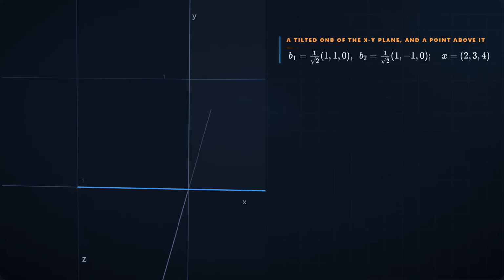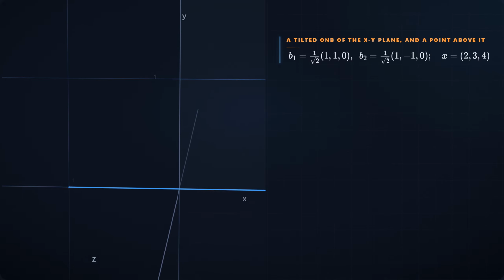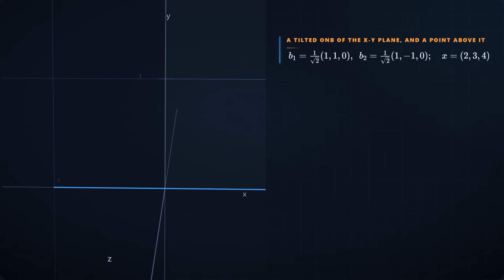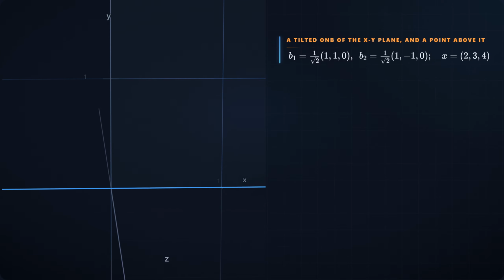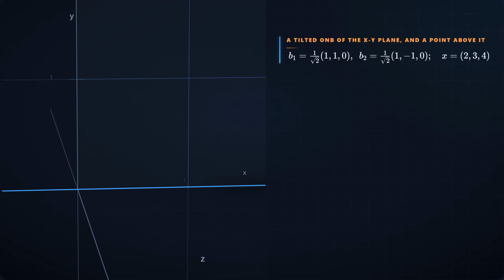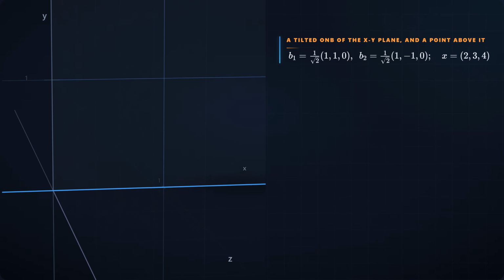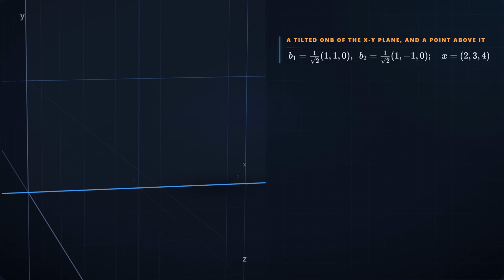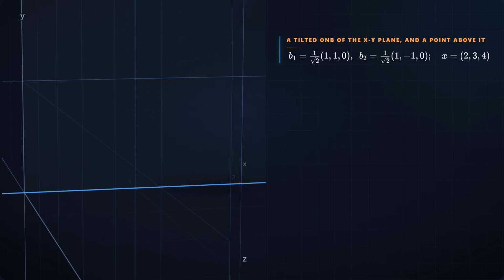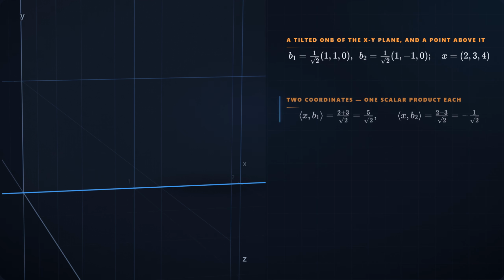Let's compute one all the way through. In 3 dimensions, take U to be the xy plane, but hand it to yourself through a tilted orthonormal basis, b1 and b2, each a 45-degree unit vector inside the plane, and a point x equals (2, 3, 4), sitting 4 units above it. Why the tilted basis? The xy plane has the obvious basis. This feels like you're making it harder on purpose. On purpose? Yes, to show the formula doesn't care which ONB you pick. It should still find the same closest point.